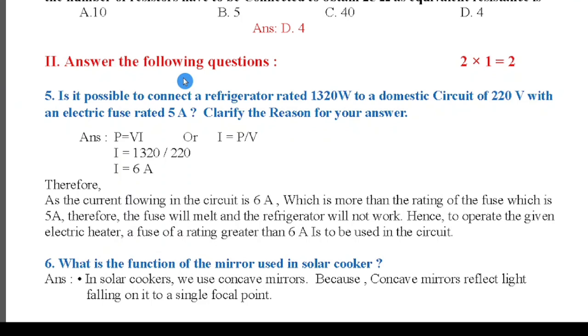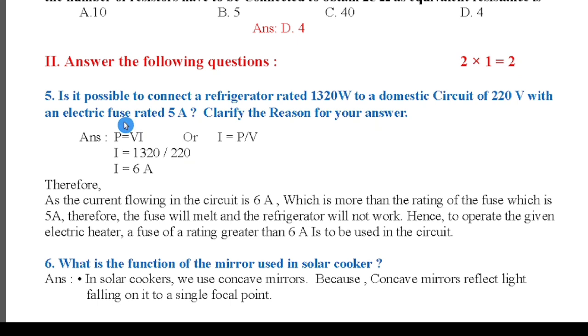Next, second main: answer the following questions. Here 2 questions will be there, each carries 1 mark. Fifth question: is it possible to connect a refrigerator rated 1320 watt to a domestic circuit of 220 volt with an electric fuse rated 5 amps? Clarify the reason for your answer. First we know the power formula, P is equal to V into I, or I is equal to P by V. So I is equal to 1320 by 220, that means I is equal to 6 amps.